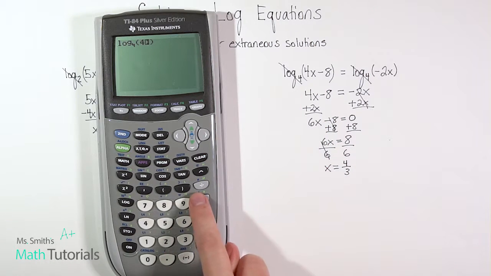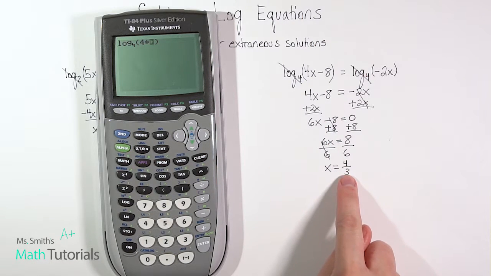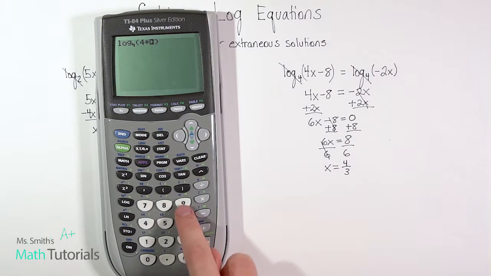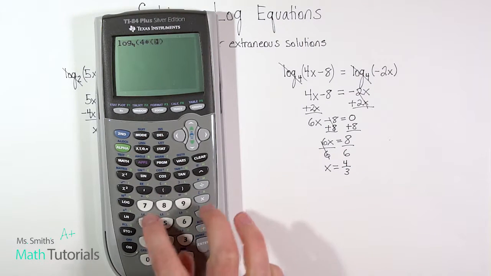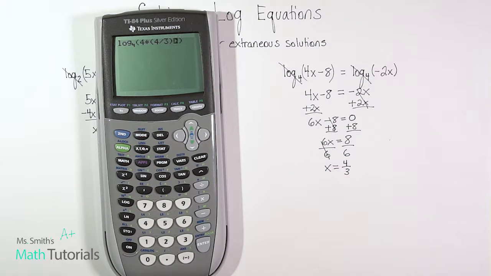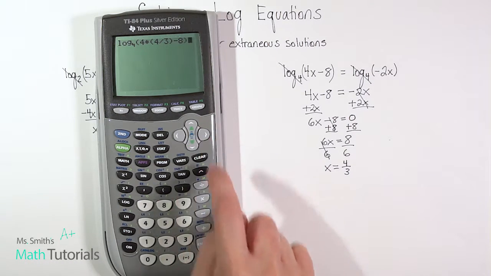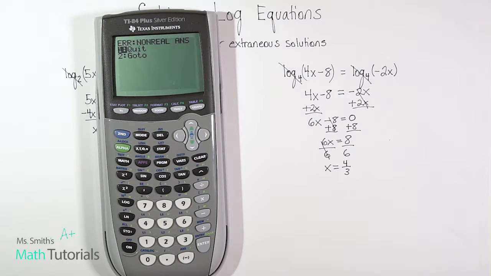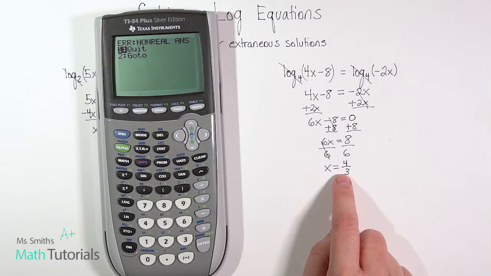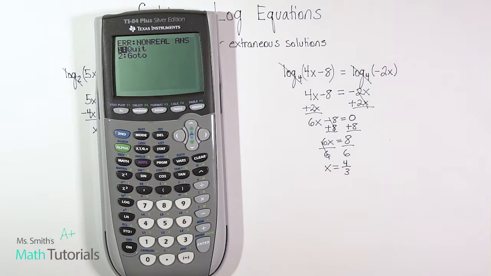So this is 4 times 4/3, because we now know x is 4/3. So anytime I use a fraction, I always use parentheses. So that's 4 times 4/3 minus 8. And let's see what we get. Oh, okay. So we got an error, and it says non-real answer. What that tells me is this is going to be an extraneous solution in this case. Okay, so this is not going to be a real answer for the solution.